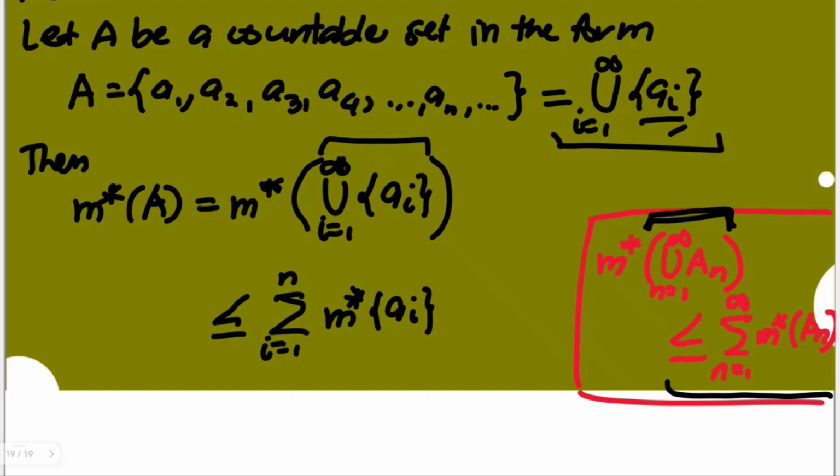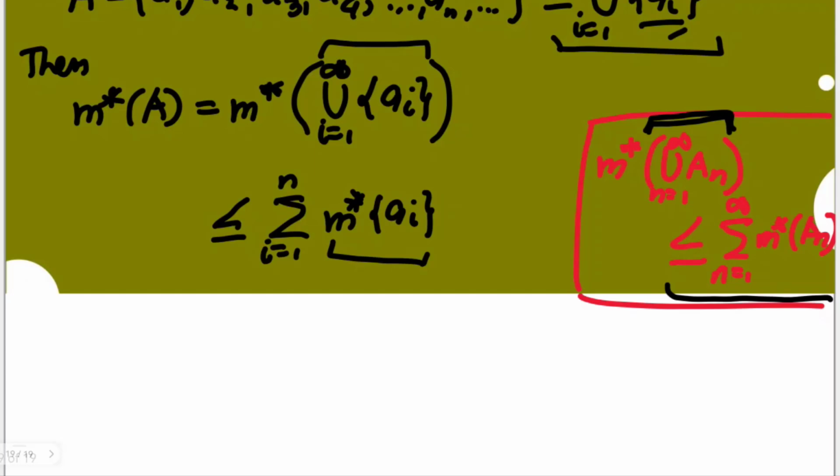Okay, now how about this one here? We have here the Lebesgue's outer measure of A sub i, and A sub i's are each of these entries. Take note that we were able to establish previously that the Lebesgue's outer measure of a certain singleton is equal to 0. We were able to prove this already.